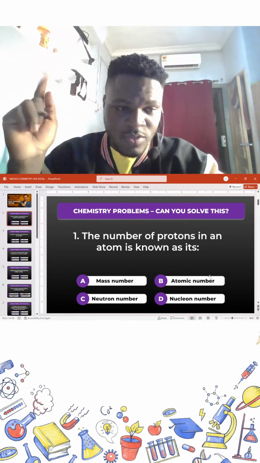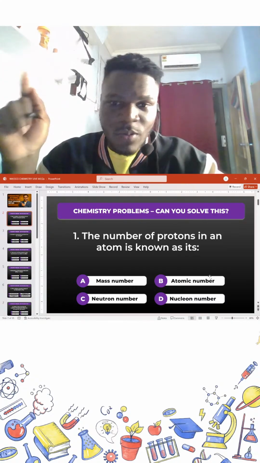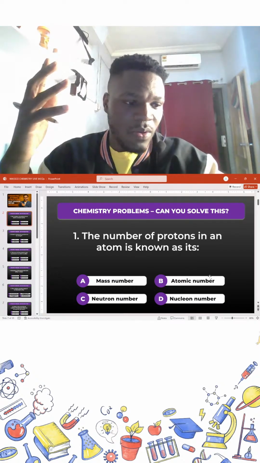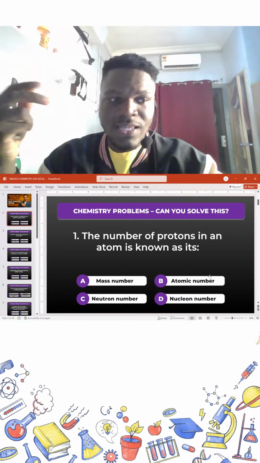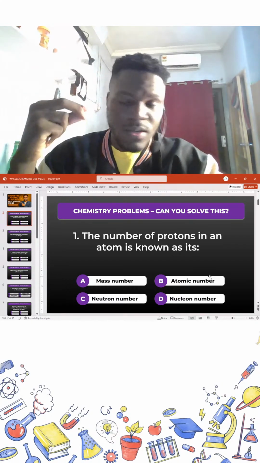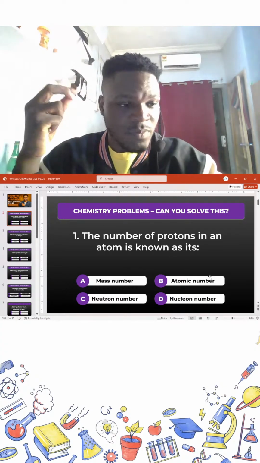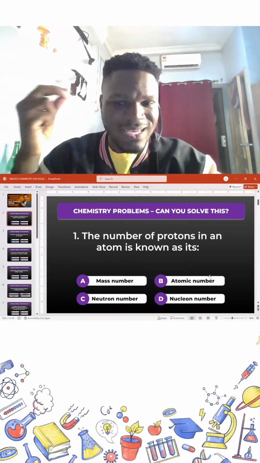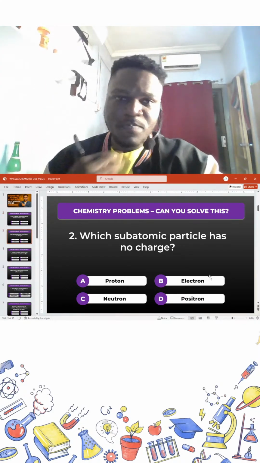Okay, very good. So the correct answer here is the atomic number. The atomic number is the number of protons in an atom. Now for a neutral atom, it will be the same as the number of electrons. That is for neutral atoms. But on a normal basis, an atom having a set number of protons, those protons are what we call the atomic number. Are we okay? All right, so let's move on to the next question.